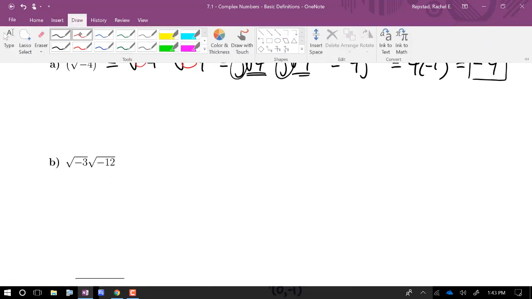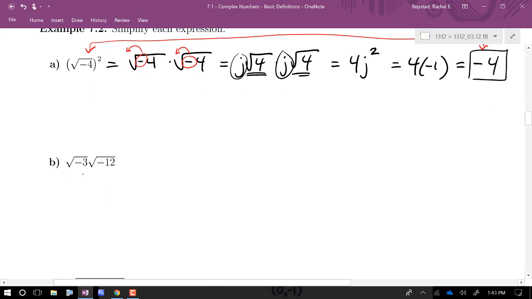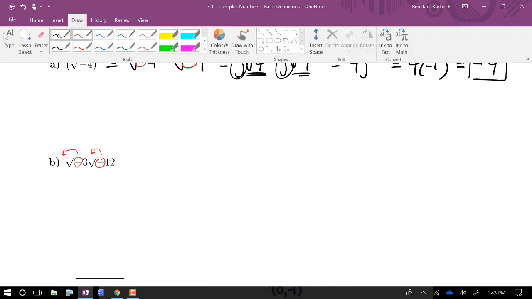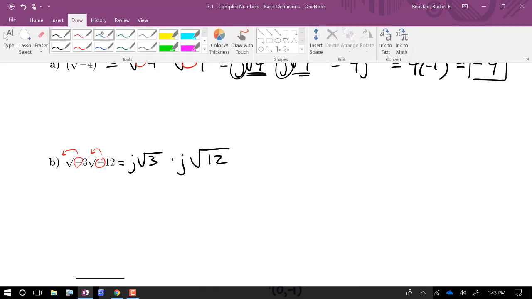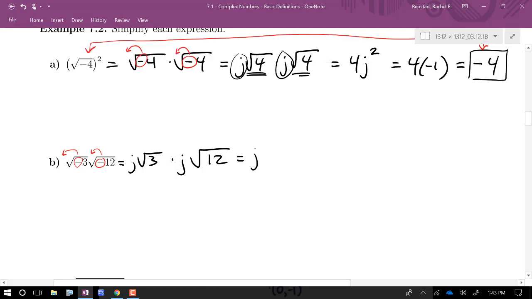Let's do another one. So what do we do first here? Take out the j's. So these j's come out. So I've got j rad 3 times j rad 12. And now these are regular old radicals, right? Like from the last chapter. So 12 is 2 times 2 times 3.